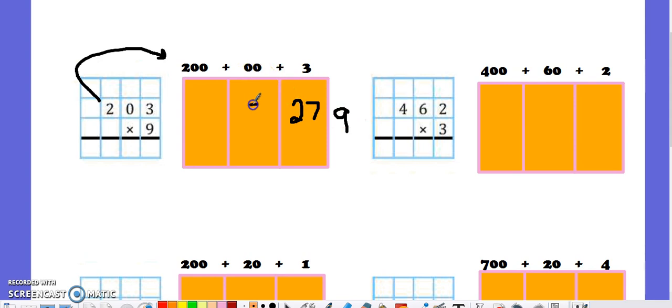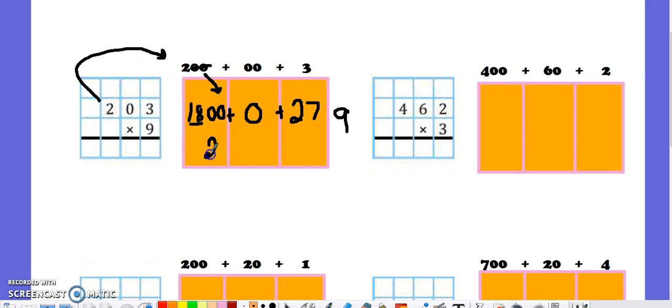0 groups of 9, 0. And 200 groups of 9, or 9 groups of 200, is 1,800. Don't get scared off by these bigger numbers. Keep in mind I could cross these zeros out, do 9 times 2 and get 18, and drop the zeros directly into my answer. Now all you have to do is add them up.